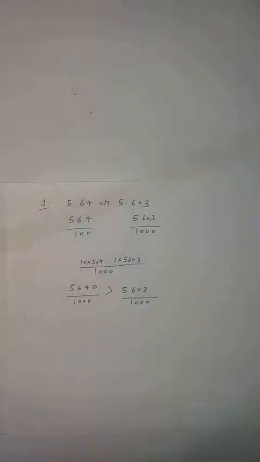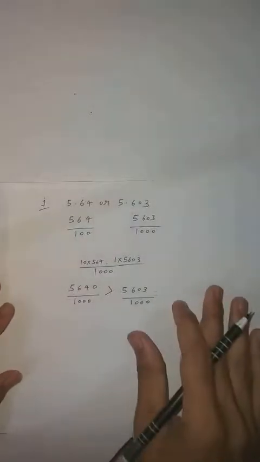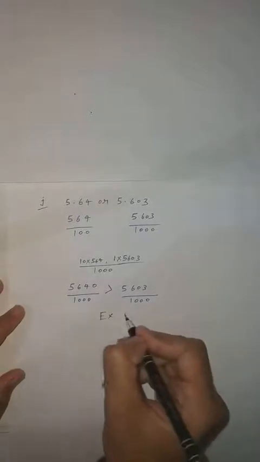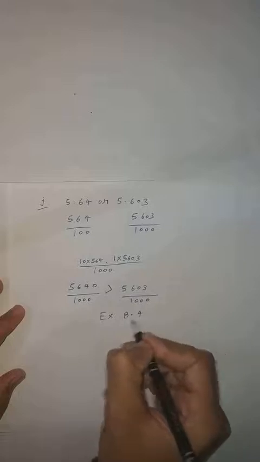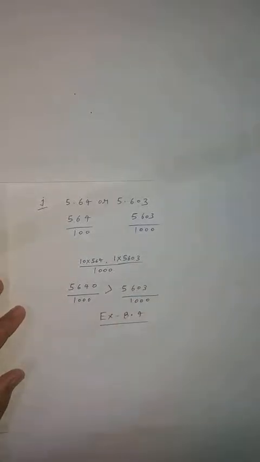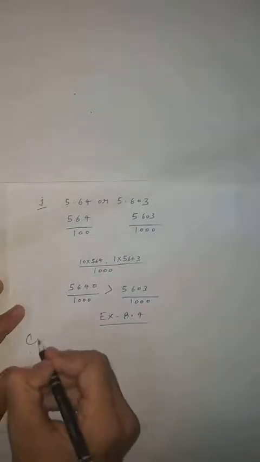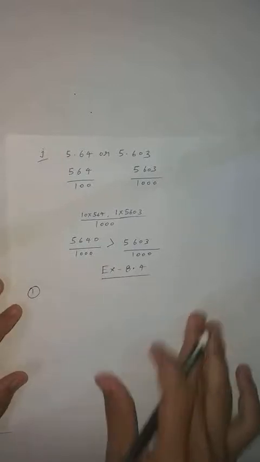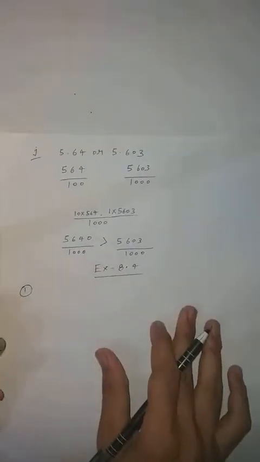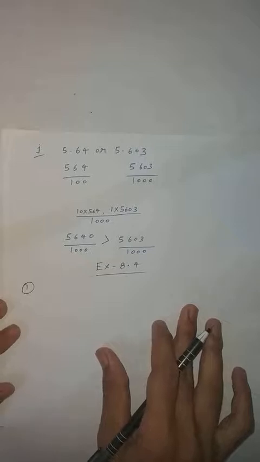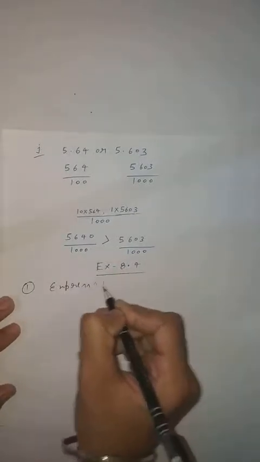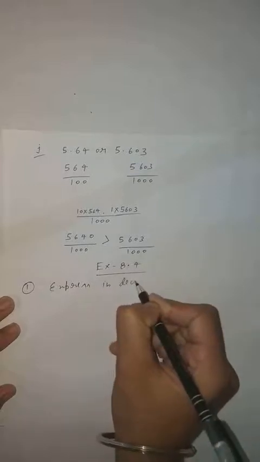Now come to the next exercise. Okay student, so our next exercise is exercise 8.5.4. Clear student? Now come to the question. What is given? Question number 1. In question number 1, you have to express in decimals. Clear student? Given, express in decimals.